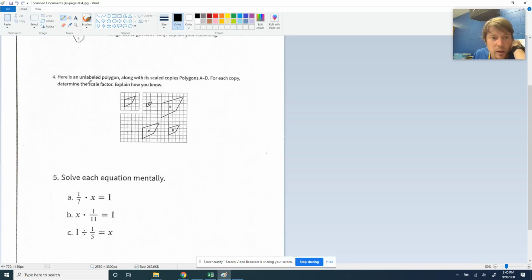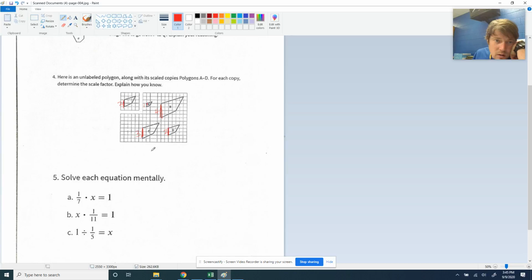All right, so we've got an unlabeled polygon, and along with its scaled copies here, A, B, C, and D. For each copy, we have to determine the scale factor. So we've got to do a little bit of counting. Let's start with the original. The original is 2. This one is a 1. This one right here is 4 tall. This one here is 3 tall. And this one here is 2.